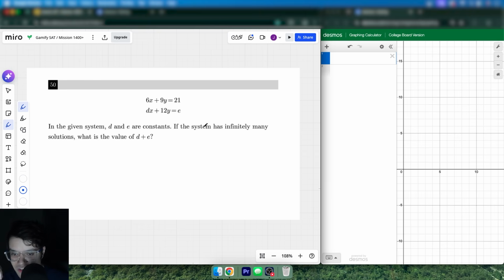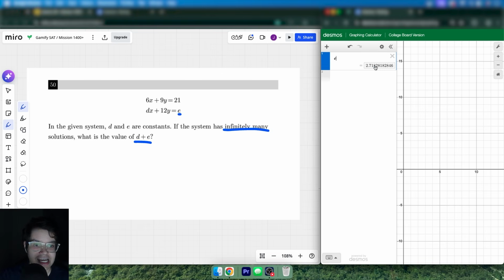This is going to get a little bit harder, but it says this one here, system, D and E are both constants. If it has infinitely many solutions, what is the value of D plus E? First thing I should point out to you is that E, like I said before, if I just type in E, that's going to give me this random number. So I have to actually replace that with a different letter because otherwise it is not going to work. It's just going to pretend it's equal to that number. So I just chose F instead. I'm not really that creative.